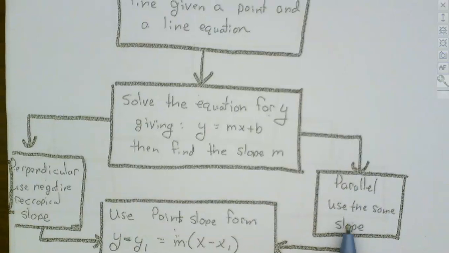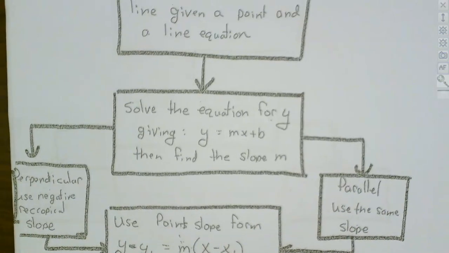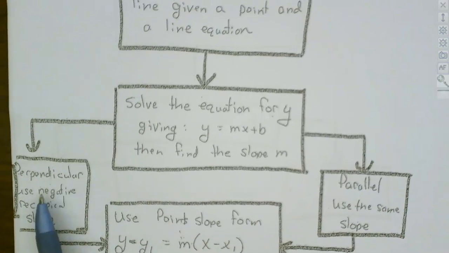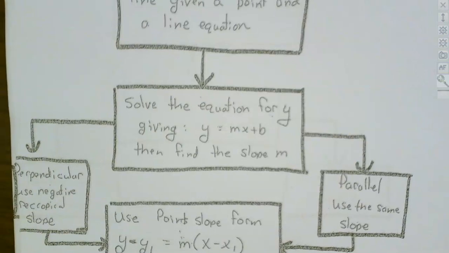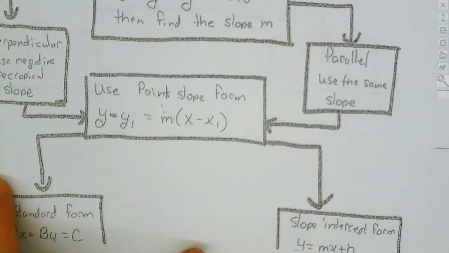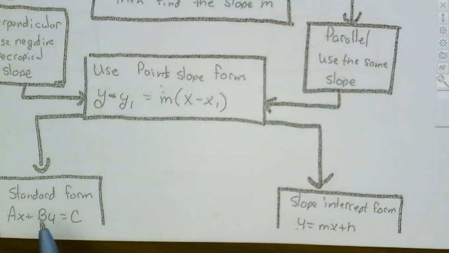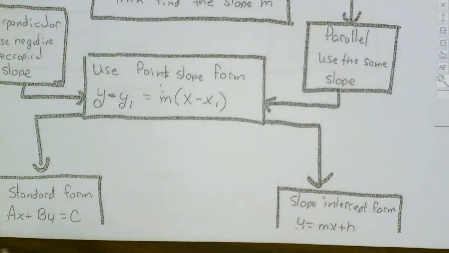If it's parallel, we use the same slope. If it's perpendicular, we use the negative or the opposite reciprocal slope. Sometimes I say negative reciprocal, sometimes I say opposite reciprocal. That just means different signs. Then we go back to point slope, and then finally after that, we either write it in standard form or we write it in slope-intercept form.